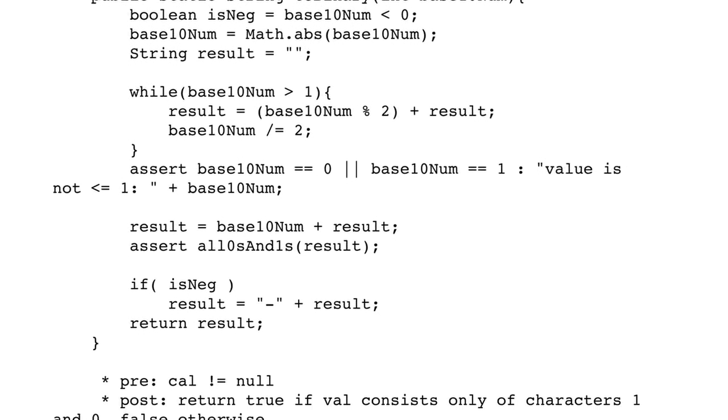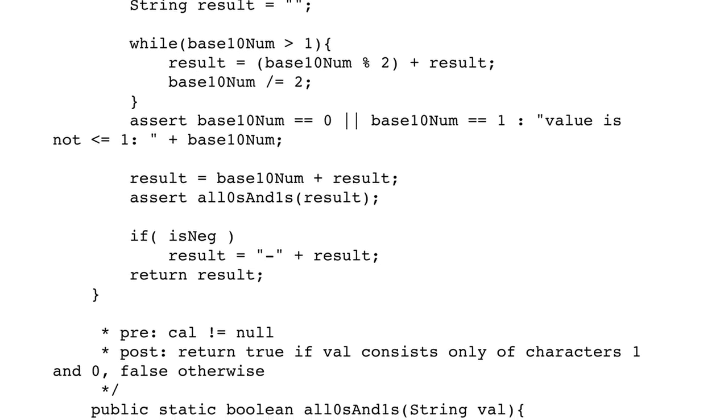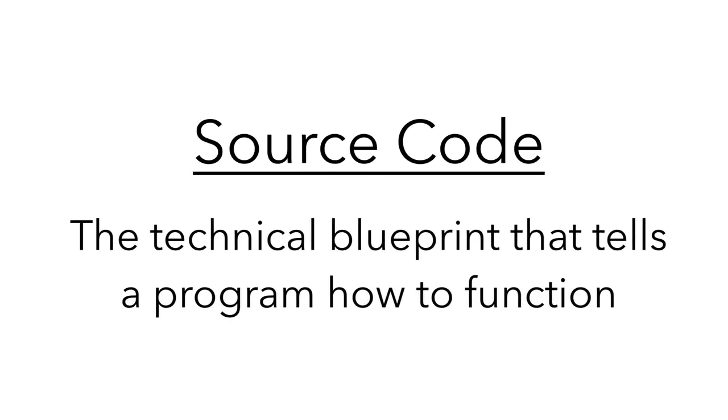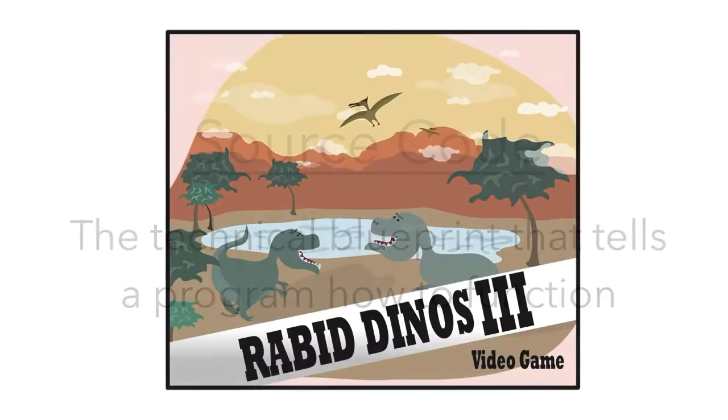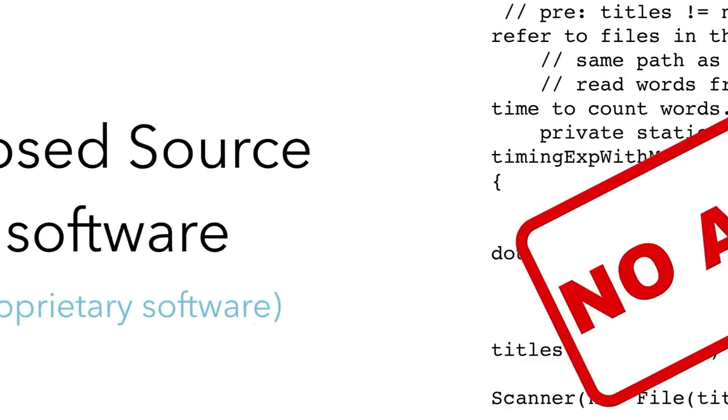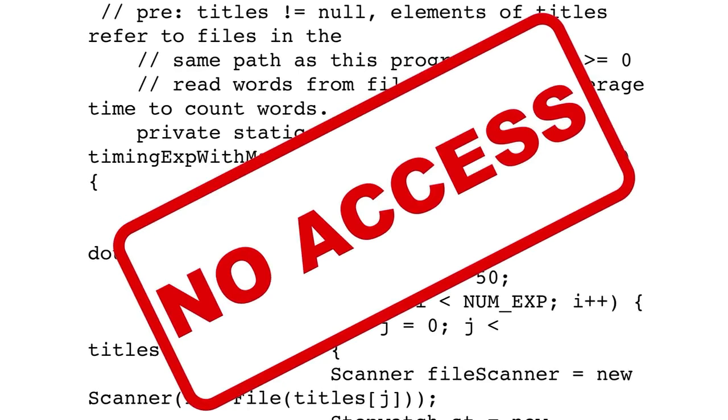Almost every piece of computer software is created using source code, or the technical blueprint that tells a program how to function. When creators release their finished product to the public, they must decide whether to make their software open source or closed source. With closed source software, also known as proprietary software, the public is not given access to the source code, so they can't see or modify it.